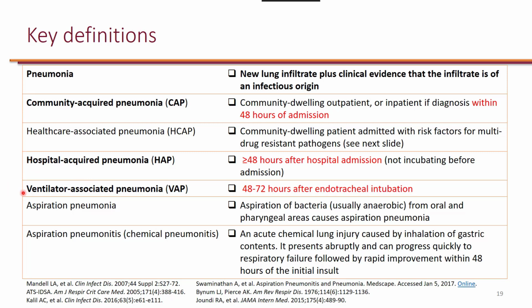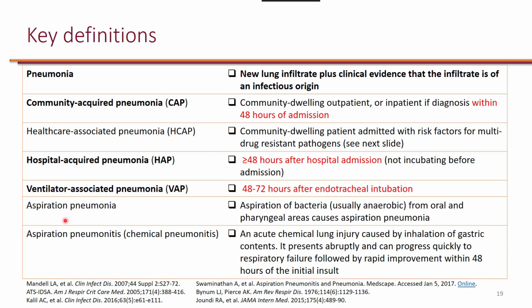There's also healthcare-associated pneumonia that was part of the 2005 guidelines. However, the 2016 guideline removed HCAP from the guideline, and I will explain more on why that is. There's also aspiration pneumonia.